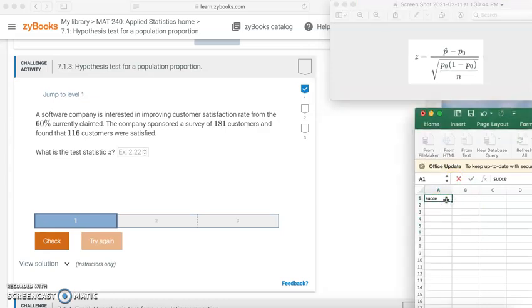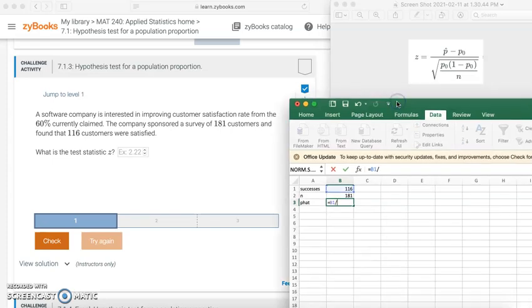So we have the number of successes. Remember, that's our x, or the numerator when we calculate our proportion. So in this case, it's 116. That's right here, the 116 satisfied customers. We have the number of observations, n is 181. That's the number surveyed. We have p hat, which is the number of successes divided by our observations. We have p naught, and that's given to us as 0.6. So let's go ahead and calculate our z test statistic.